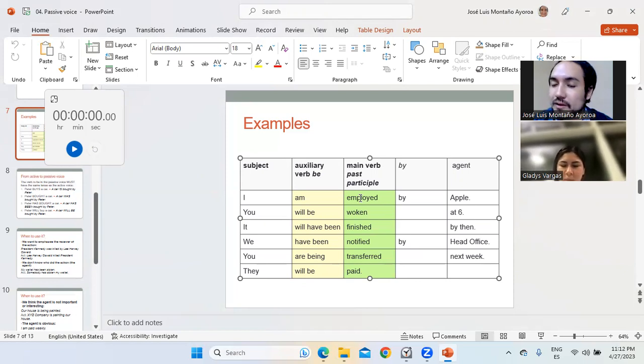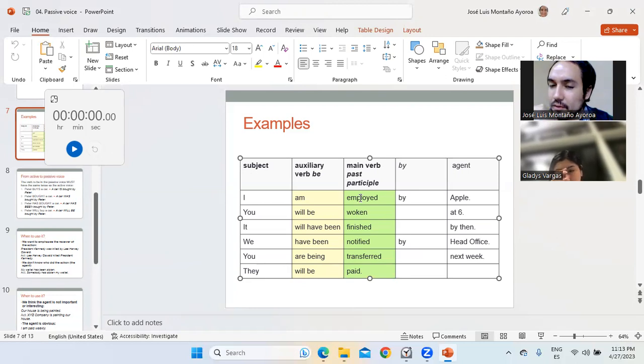And by is optional, Gladys. As I told you, you don't have to use by. Why? Because sometimes you don't want to say who did it, right? You can simply say, for example, hey, I was accepted, right? I was accepted. And you know that you were accepted at university, for example, right? You were selected or you were chosen. So you don't need to say by. Okay, that's a short response over there, Gladys.